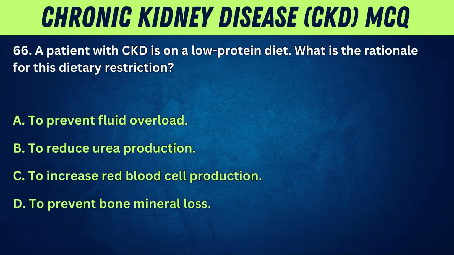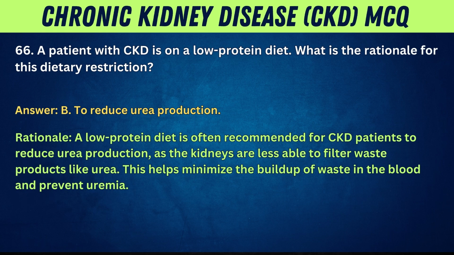66. A patient with CKD is on a low-protein diet. What is the rationale for this dietary restriction? A. To prevent fluid overload. B. To reduce urea production. C. To increase red blood cell production. D. To prevent bone mineral loss. Answer: B. To reduce urea production.